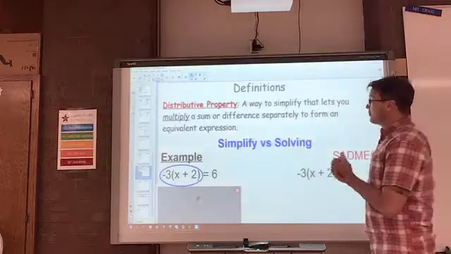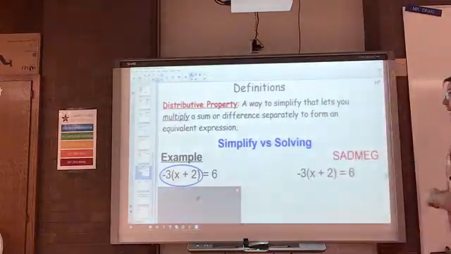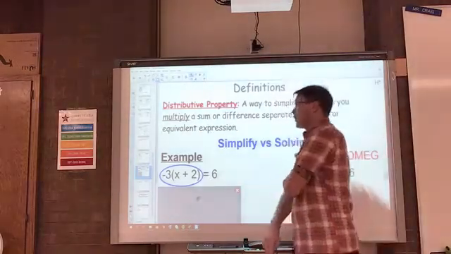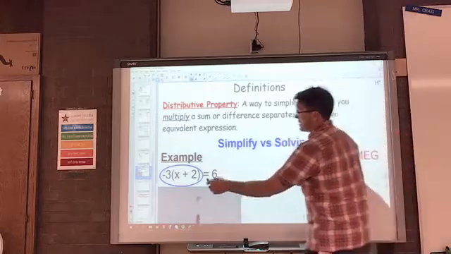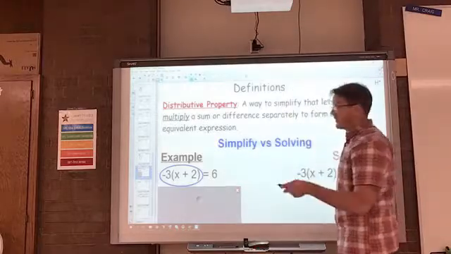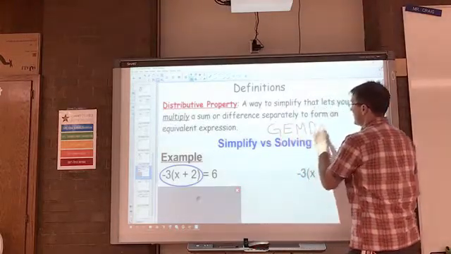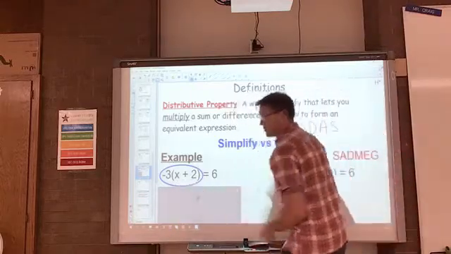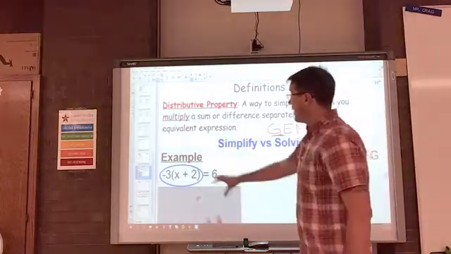The distributive property is a way of simplifying that lets you multiply a sum or difference separately to form an equivalent expression. And what they're talking about here is sometimes when we do have grouping symbols, when we're doing simplification, we do something called GEMDAS, right? GEMDAS says I do grouping symbols first. Well, if I can't do what's inside the parentheses because x plus 2 doesn't add, then I have to have a workaround.